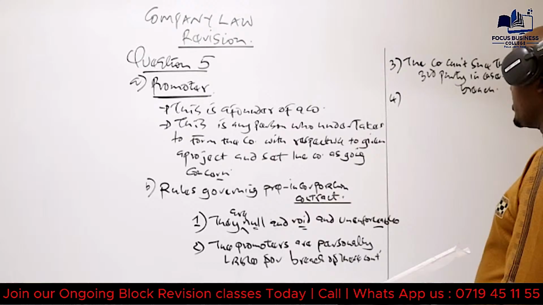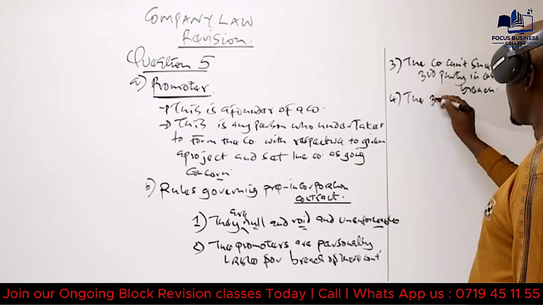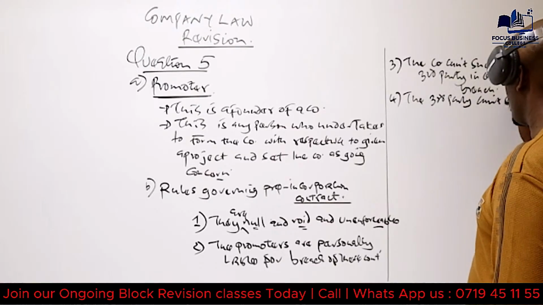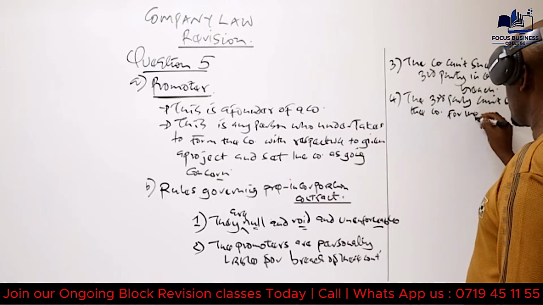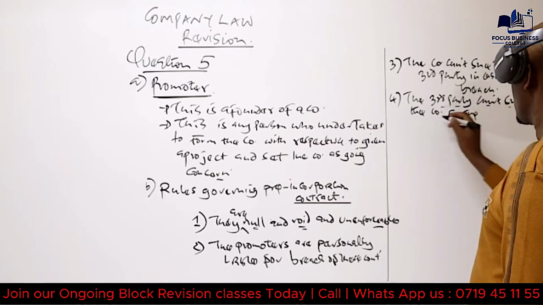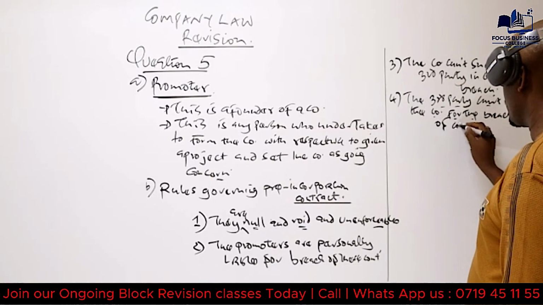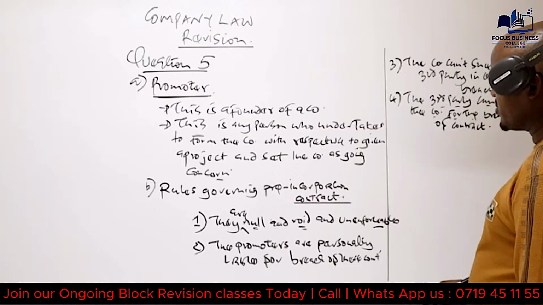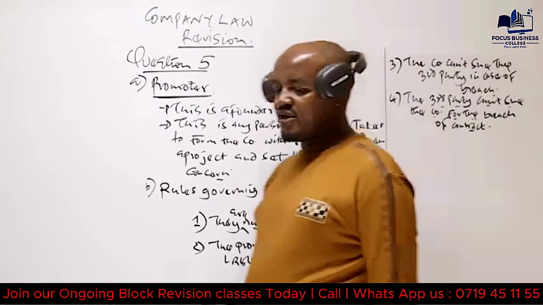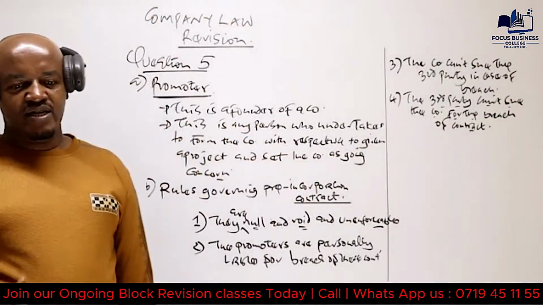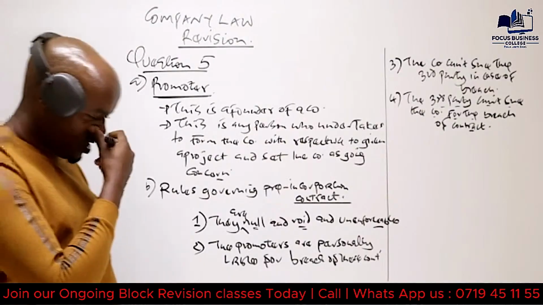Number four, the third party cannot sue the company for the breach. For the breach of what? For the breach of the contract. So in case this particular contract is breached, this particular third party cannot sue the company for the breach of that particular contract.